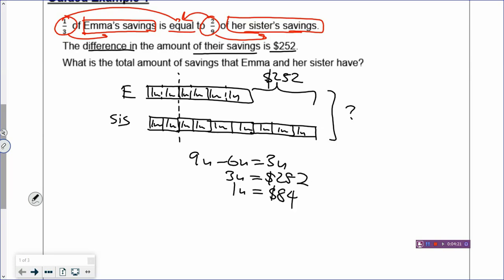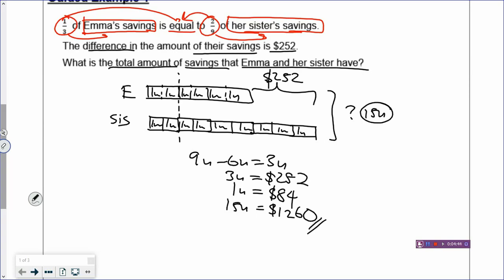Can you find their total amount of savings? What is the total amount of savings that Emma and the sister have? You count all the units together: 9 plus 6 will be 15 units. So 15 units together will be how much? 84 times 15. So they have a total of $1,260. You can see that if you can draw the model well, the steps will come easy and quite fast. You don't have to spend so much time thinking about how to solve if you can draw the model. Let's quickly go to the next one.